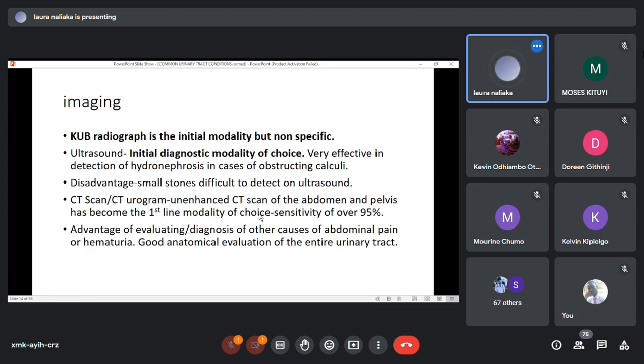CT urogram or CT scan of the abdomen: for suspected renal calculi, we usually do an unenhanced CT scan of the abdomen and pelvis, which has now become the first-line modality of choice because of a sensitivity of over 95%. Advantage of CT is that you get the diagnosis and also any other cause of the abdominal pain or hematuria that might mimic renal calculi. At the same time, you get a good anatomical evaluation of the entire urinary tract when you do a CT scan.